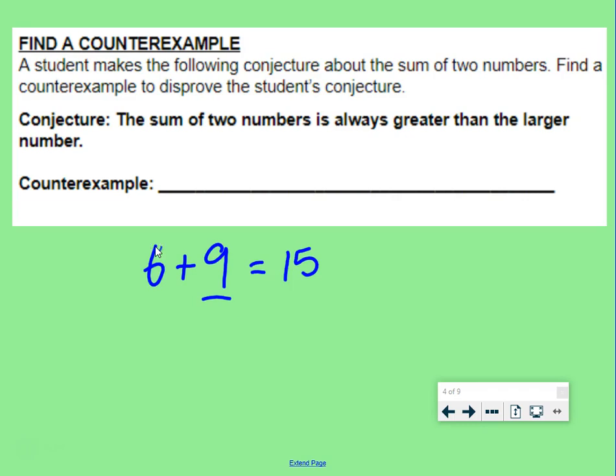I'm going to give you a moment to think about this before I tell you mine. See if you can come up with your own counterexample.